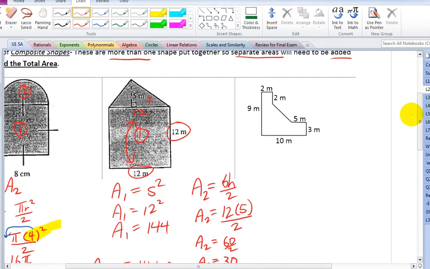Okay, this one. Oh, this one is great. This is how I had to figure out my deck, because there's a big tree right here. So what you have to do is divide it into shapes that you know. All shapes can be divided into smaller shapes. So here's area 1, here's area 2, here's area 3. You're going to have to subtract to find measurements.